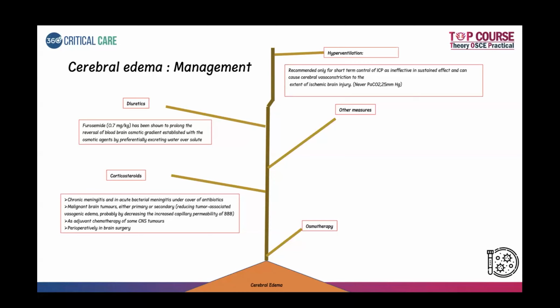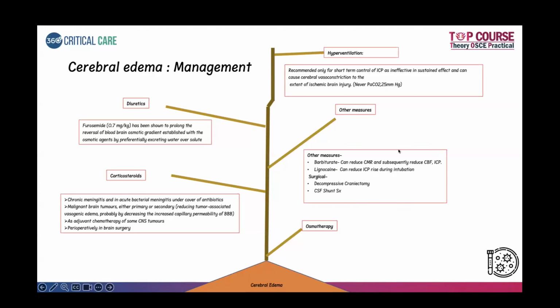But if you acutely need to reduce your ICP till you have other definitive measures, then you can hyperventilate the patient up to 30 or less than that for only a limited period of time, knowing the risk that it can cause cerebral ischemia. Other measures include barbiturate. That again reduces the cerebral metabolic rate and subsequently reduces the blood flow and ICP, thinking that with the low blood flow, there will be less edema.